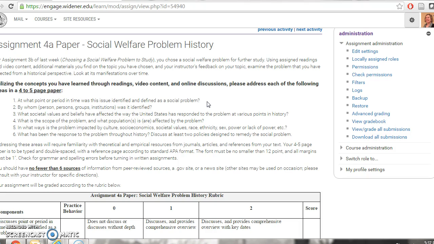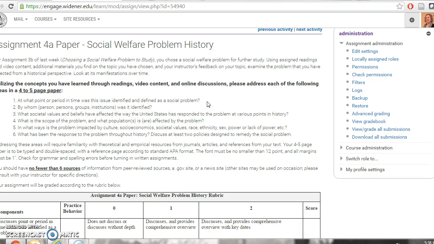Third, you're asked to discuss the societal values and beliefs that have affected the way the United States has responded to the problem at various points in history. So here you might talk about how at one point in time, maybe your issue was a matter of personal responsibility, and then maybe something happened that caused a shift in thinking, and now it's viewed more as a matter of social responsibility. The concepts of institutional and residual approaches also come into play here. So you can be thinking about that.